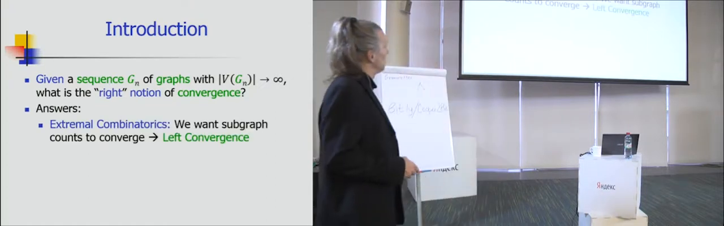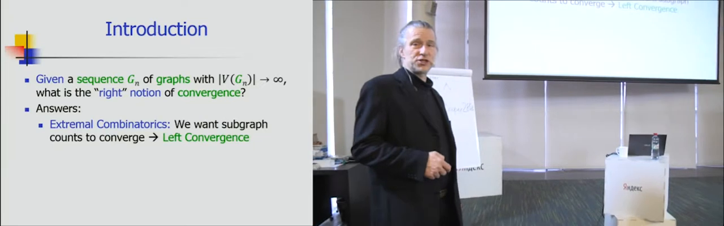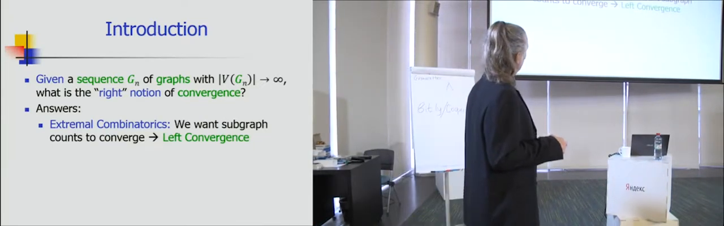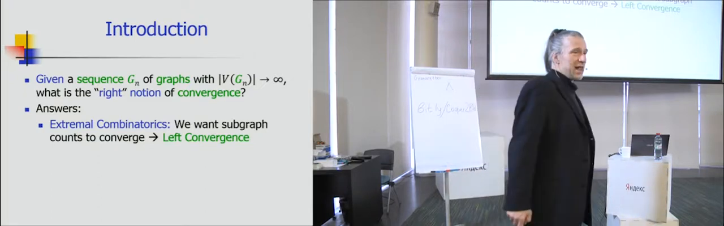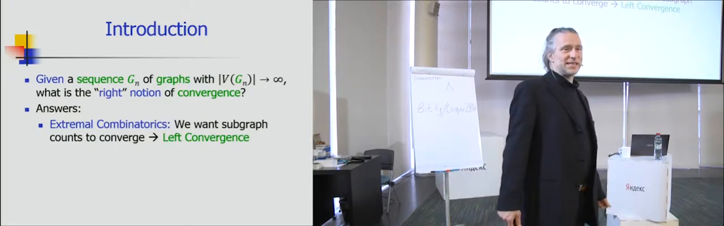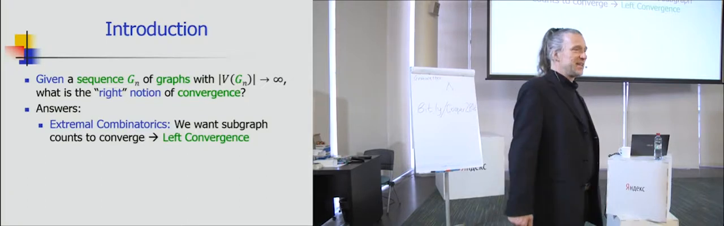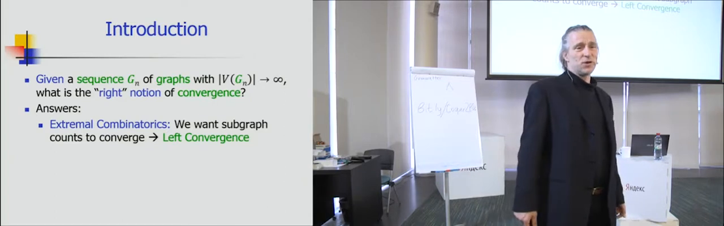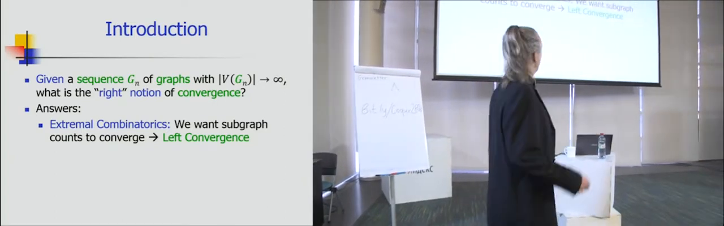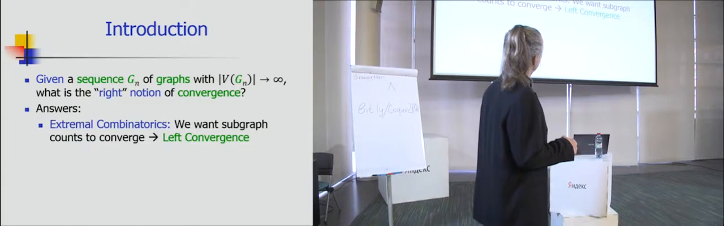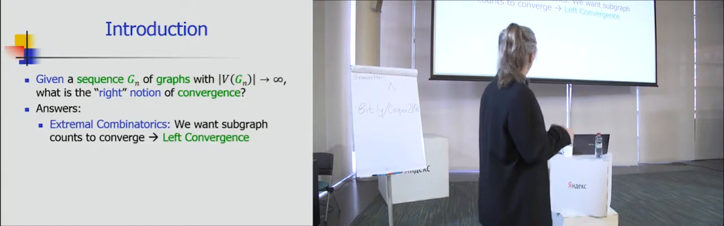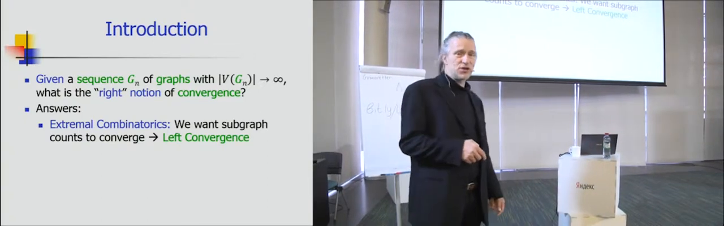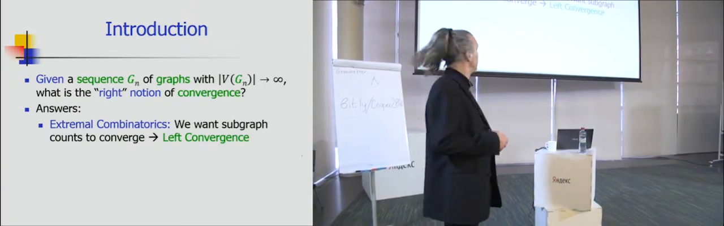Now, what's the right notion of convergence? This may really depend on your audience. If you ask an extremal combinatorialist, they will say, I want to know how many triangles this has and how many Petersen graphs it has. They are aware that the number of triangles might go up as the number of vertices goes to infinity, so divide by some power of the number of vertices. And if all these numbers converge, you call it convergent for extremal combinatorics. We call it left convergence, for a reason I will come to.